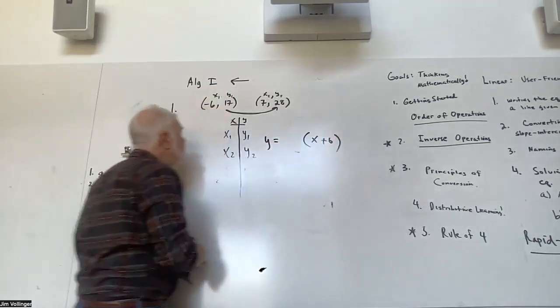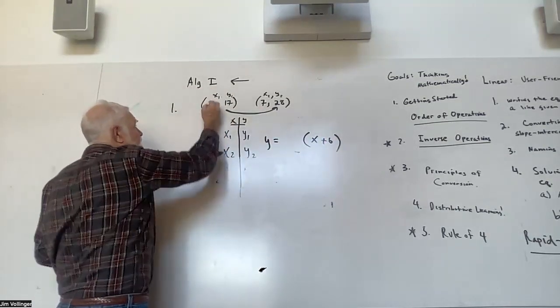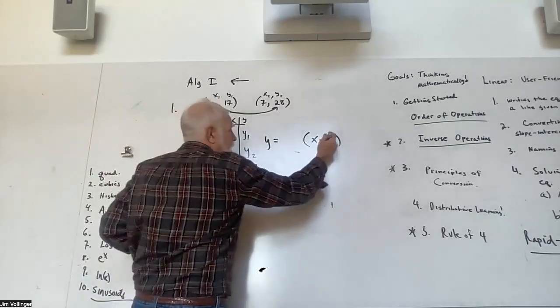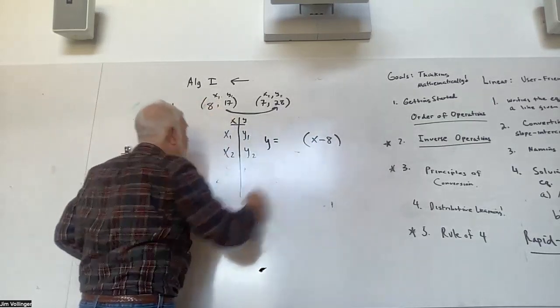X plus 6. Okay, I'm going to give you a different number. I'm going to go 8. All right, so what do you write over here? Positive 8, minus 8. Why? Trying to create that 0.